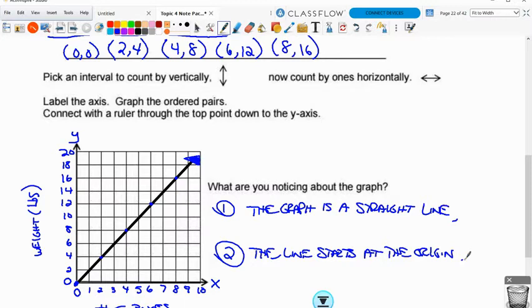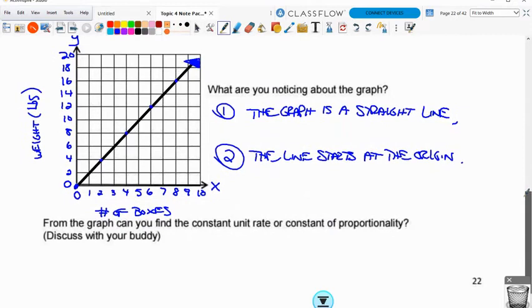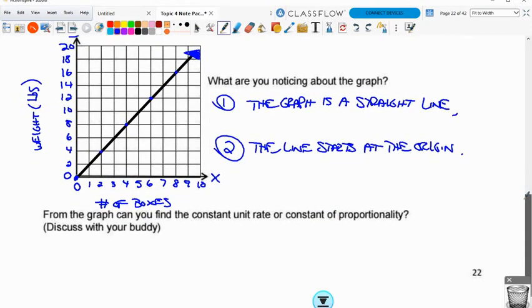Okay, these are the 2 key features of a proportional relationship on a graph. It must be a straight line, and that line must start at the origin. If I see a straight line starting at the origin on a graph, I know that the relationship is a proportional relationship. What we want to do now is figure out what the constant of proportionality is for this example.